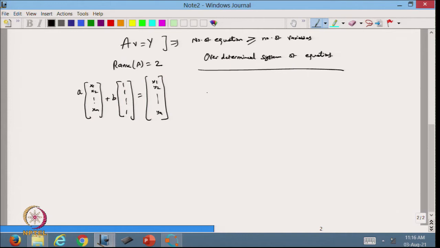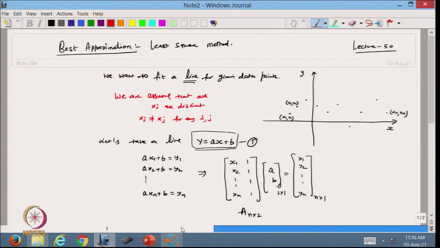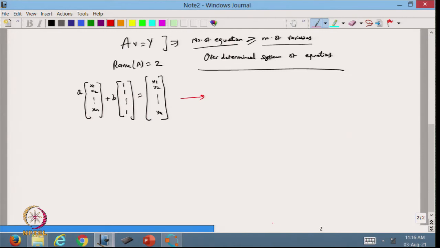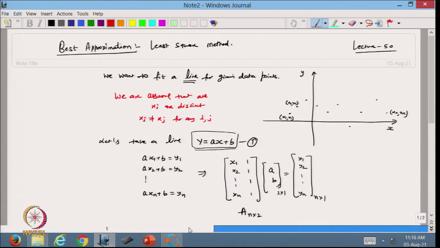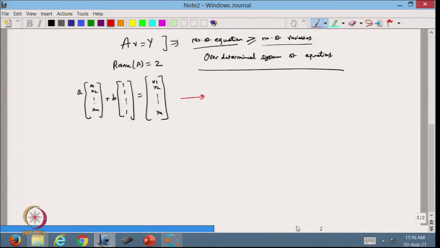Now, two things happen. In this case, because the number of equations is greater than the number of variables, this system I can write as, this is my equation number 1, and I can write this as 2, this I can write as 3. Now, system 2 may have a solution. Now, the question is when it can have the solution.